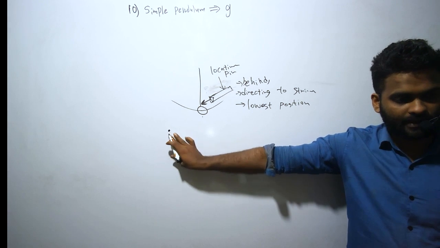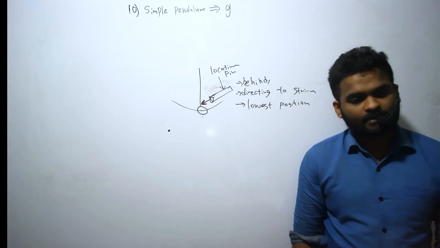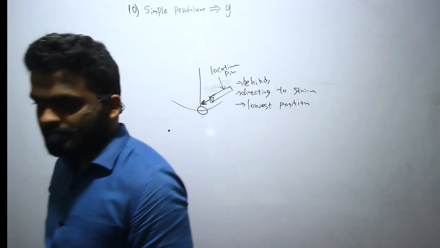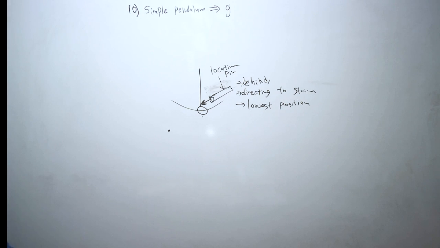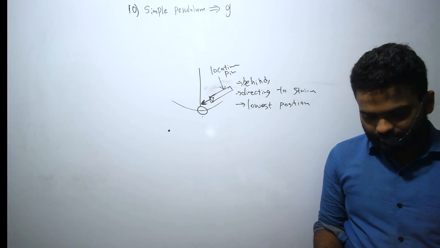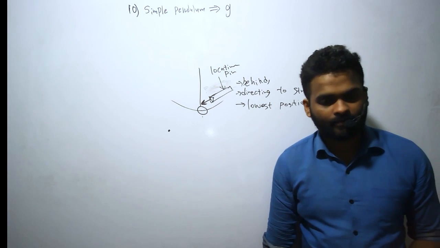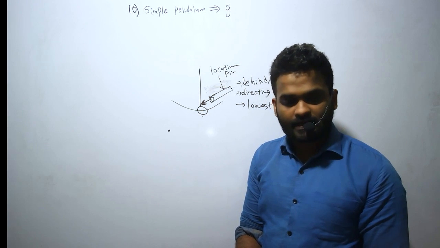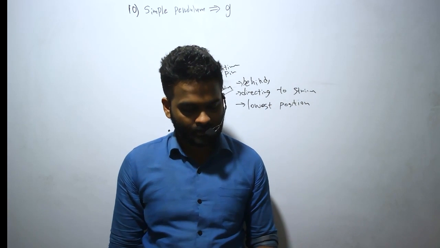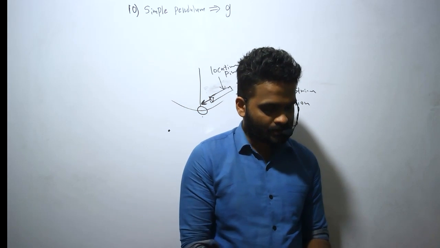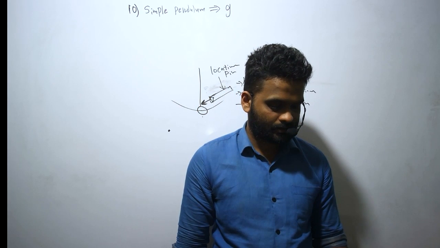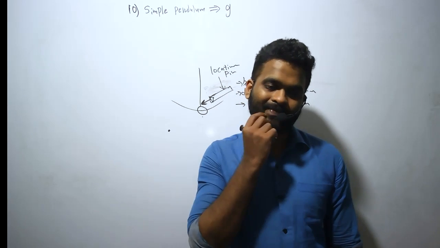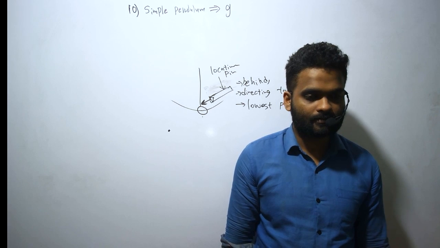Put a point here, then write down: to determine the turn of oscillations easily, and the starting and stopping instances of the stop clock, the locating pin is useful. Locating pin is useful. Okay.